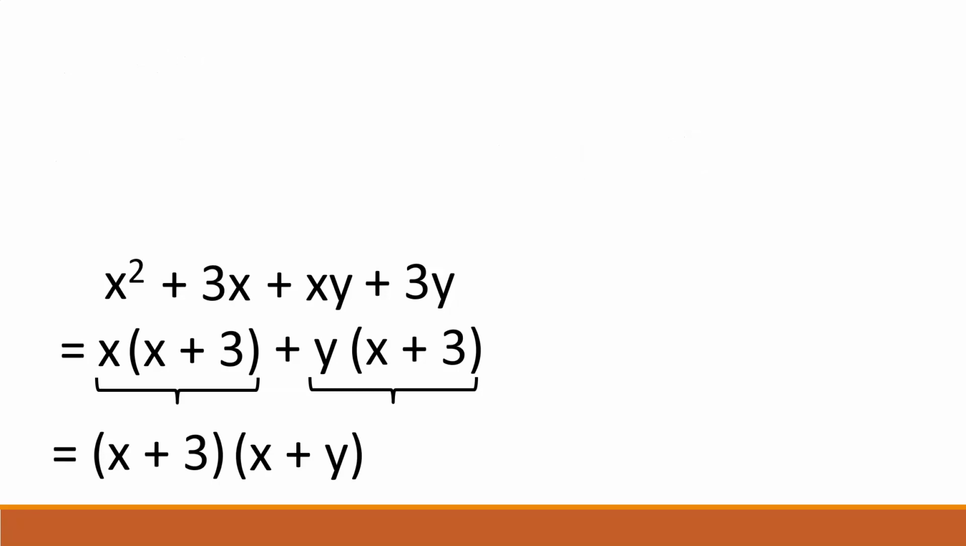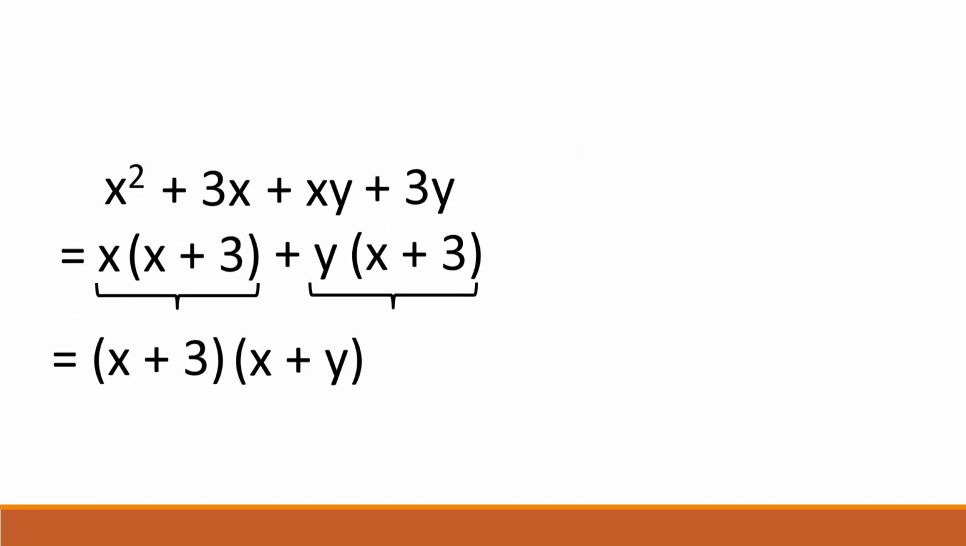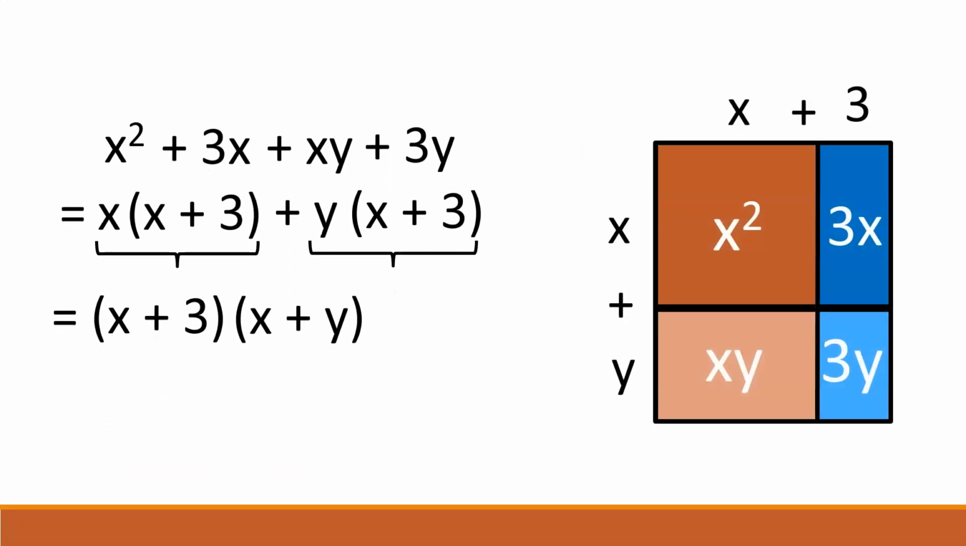Now let's see if we can tie this back into the model, because we got the same answer with the model, but how does this all fit together? Well, the first group, the x squared plus 3x, that was our first row. And our first row had a common factor of x. And if we multiply x times x plus 3, we have the area of the first row.